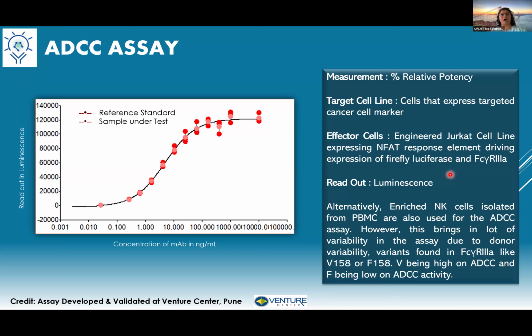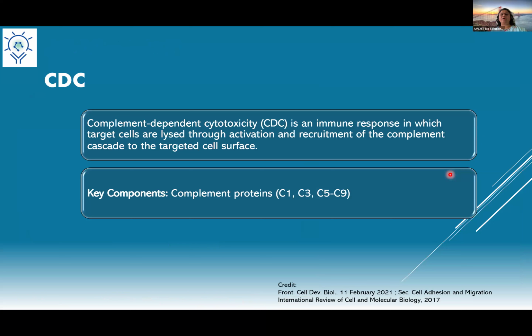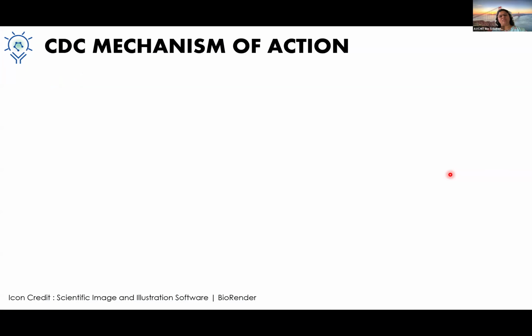So now let's move to our other mechanism of action, that is CDC, before I talk more on the ADCC assay and the later sites. What is CDC? It is the immune response in which the target cells are lysed through activation and recruitment of the complement cascade to the targeted cell surface. And which are the key components? All the different types of complement proteins present are responsible for bringing about complement dependent cytotoxicity. Let us look at the CDC mechanism of action.